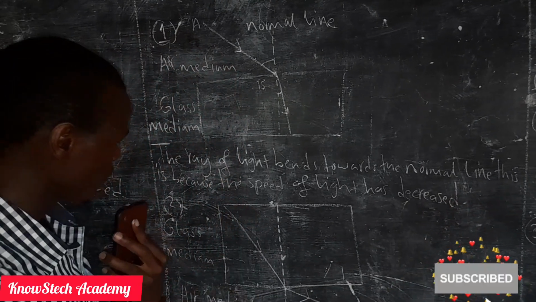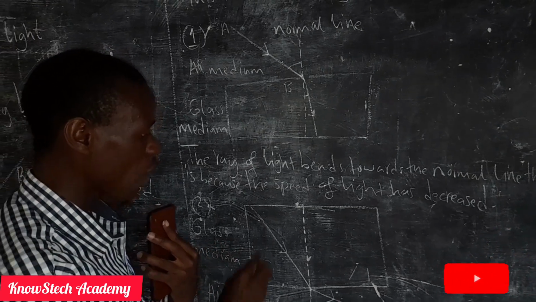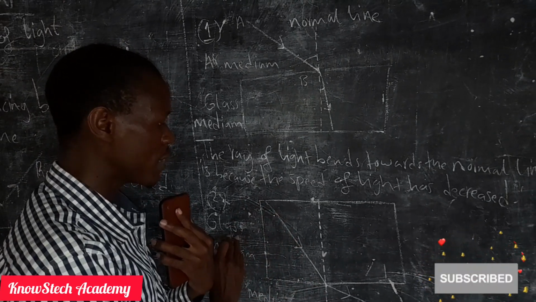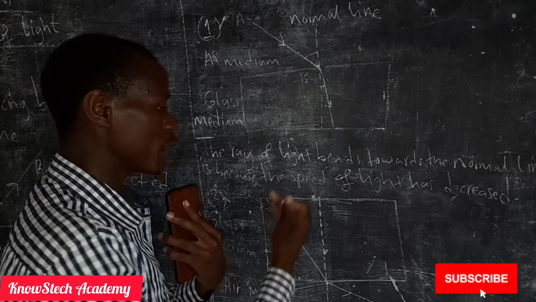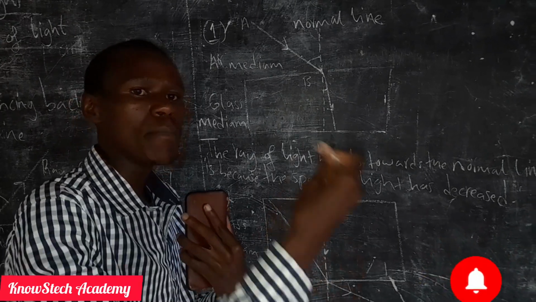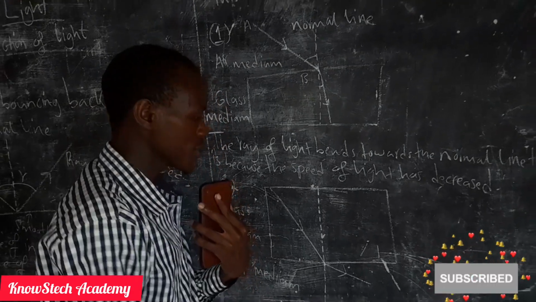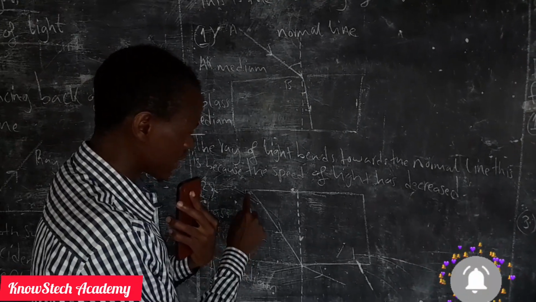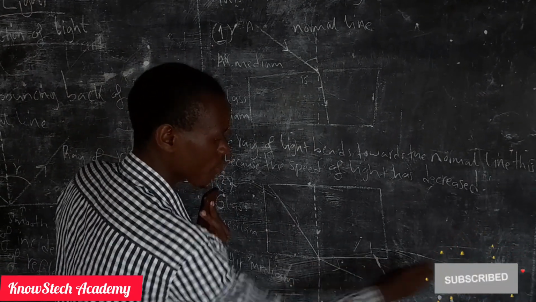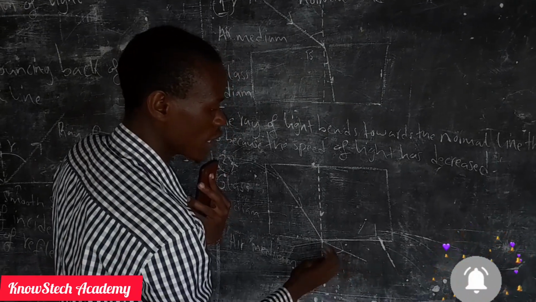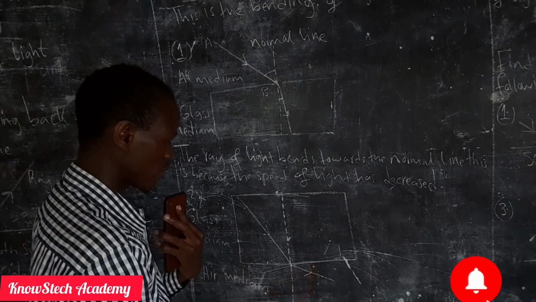Then here we have glass medium to air medium. Now light in the glass medium is very slow. Why? Because glass is more dense. If light is traveling in a denser medium, it is slow, but when it comes out into the less dense medium, it is faster. So here, light in the glass medium is very slow. When it strikes here into the air medium, it will escape. It will go away from the normal line. So what makes this line bend away from the normal line? It is because the speed of light has increased.